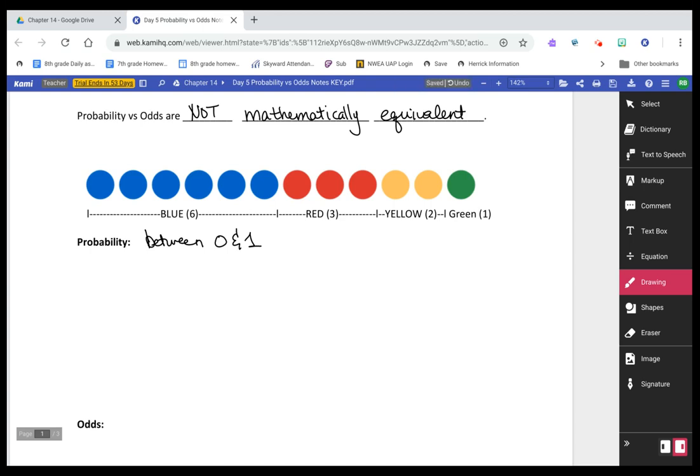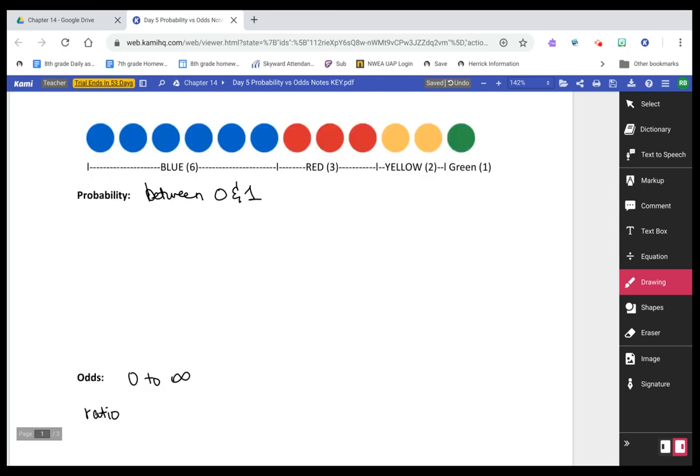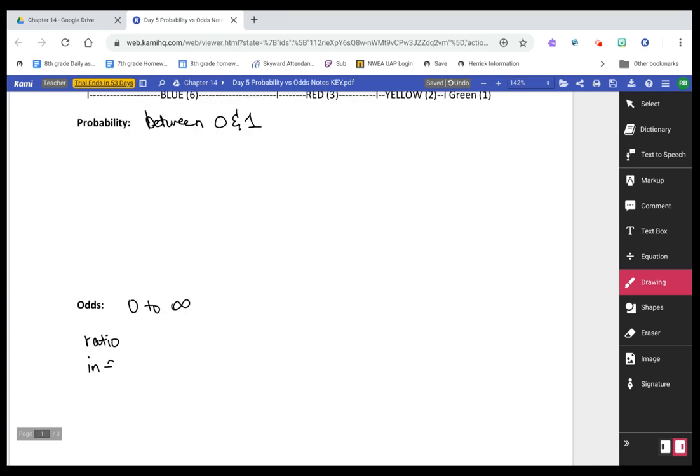As for odds, odds can have any value from 0 to infinity. Odds are a ratio of the desired outcomes versus the field. Odds as a ratio can be given in two different ways. We can say in favor, so what are the odds in favor of an event happening? Or we can say the odds are against, so odds against, and that would be the odds of it not happening.